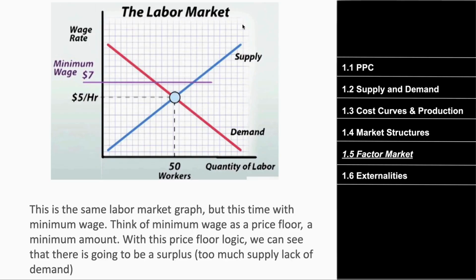Then this is the same thing as supply and demand, but remember minimum wage. Minimum wage almost works like a price floor. We can see that there's going to be a surplus of workers if you have a minimum wage, because you're getting paid more than the equilibrium, so there are more workers, but there are not enough jobs to actually fill all of those workers.